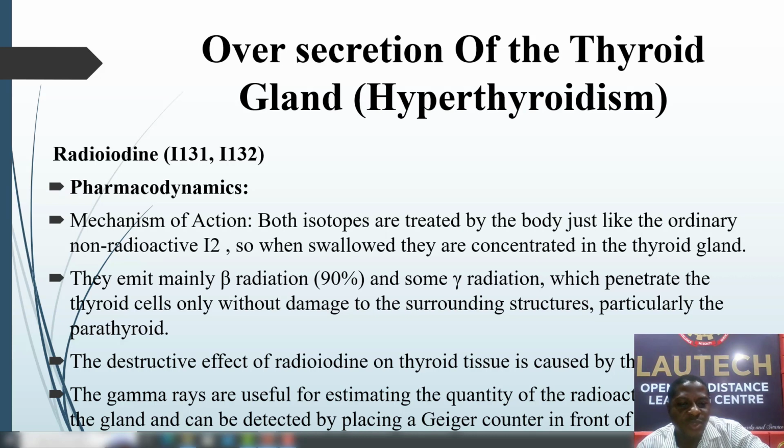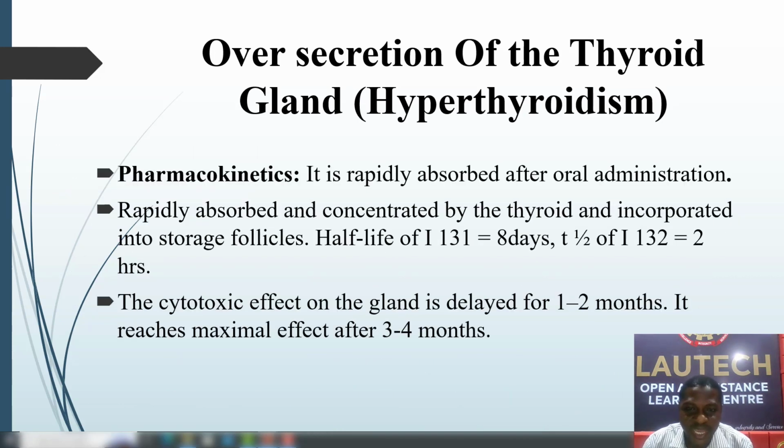The gamma rays are useful for estimating the quantity of the radioactive material in the gland and can be detected by placing a Geiger counter in front of the neck. Then, talking about pharmacokinetics, it is rapidly absorbed after oral administration, concentrated by the thyroid and incorporated into storage follicles. Half-life of isotope iodine 131 is 8 days, and the half-life of isotope iodine 132 is 2 hours.